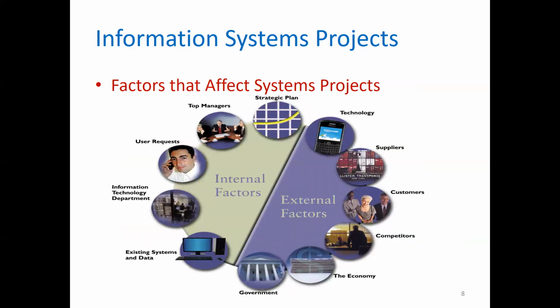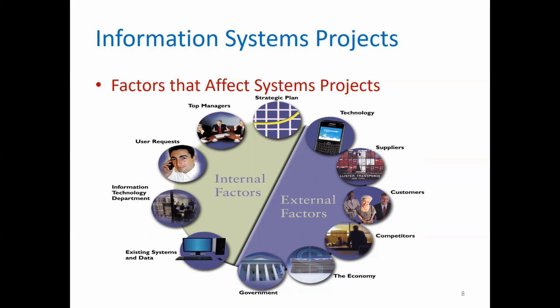Factors that affect systems projects. Generally, the factors are divided into two. First of all, internal, that means the factors that are within the organization. Strategic plan. So the long-term goal of an organization has changed. Top managers. Top managers have decided to make some changes to the current information system and replace it with a new one. User requests. The current user may find it difficult or inefficient to work with the current information system.